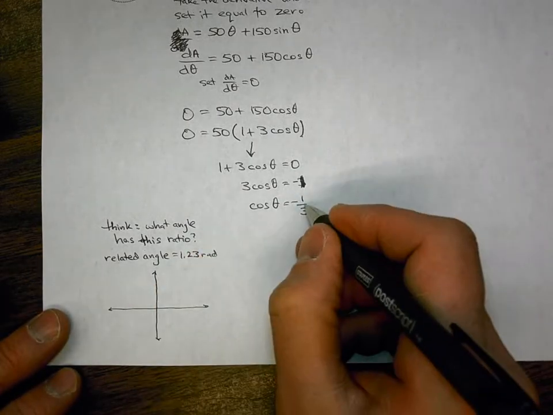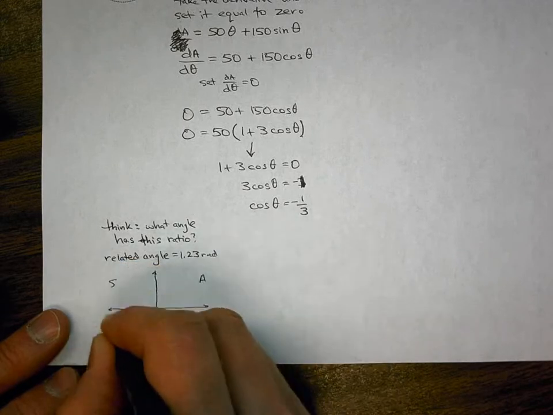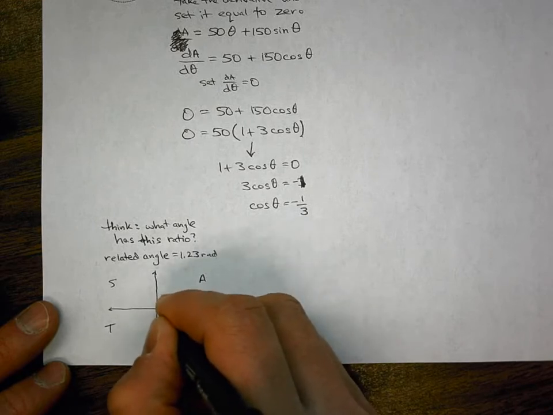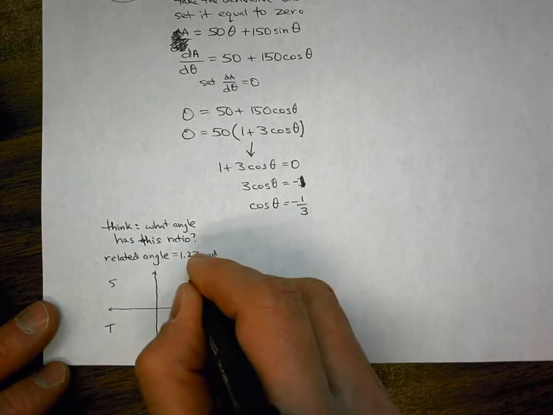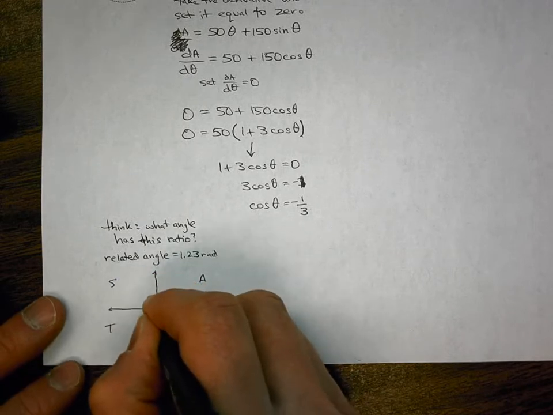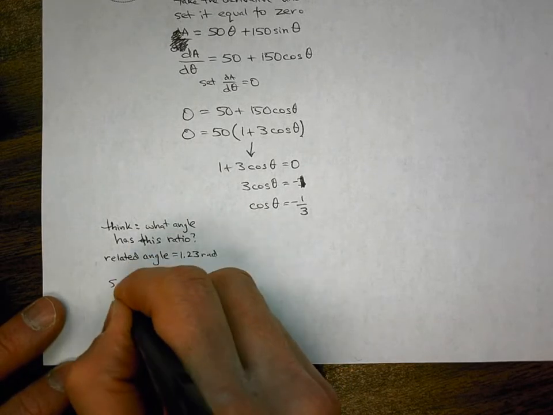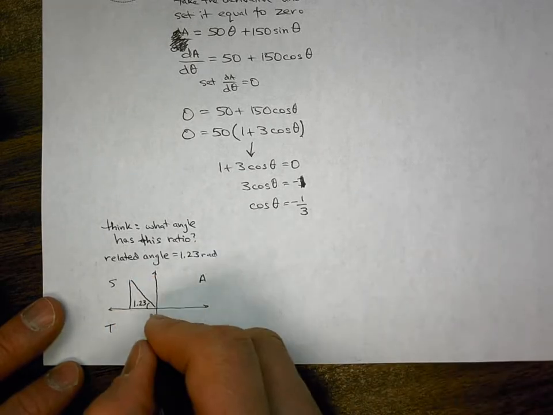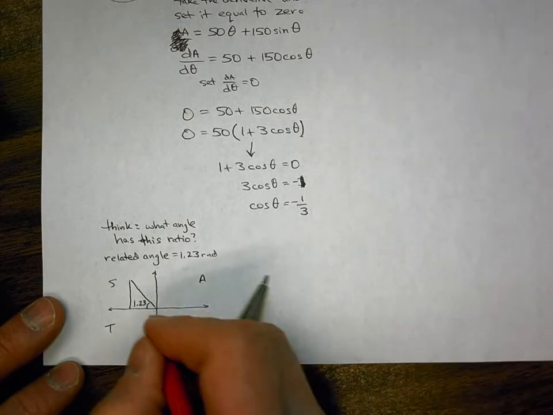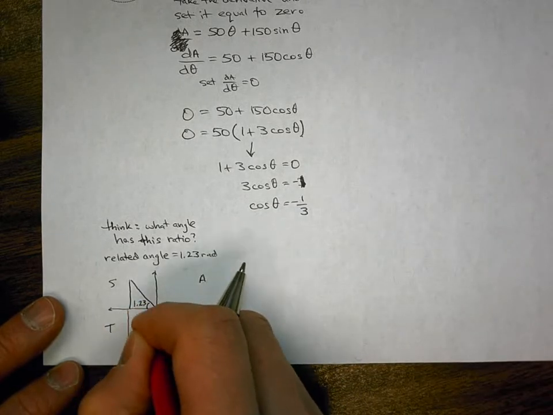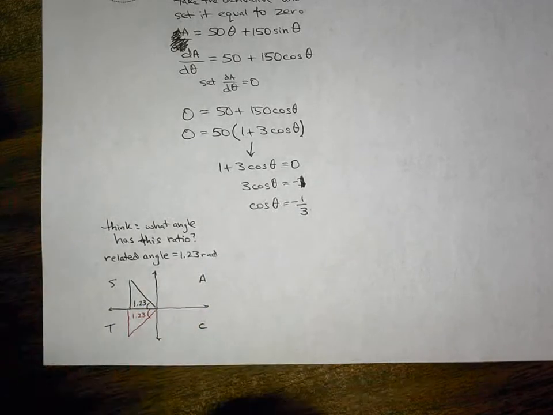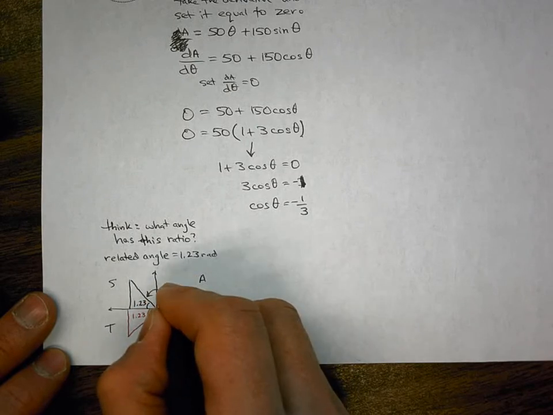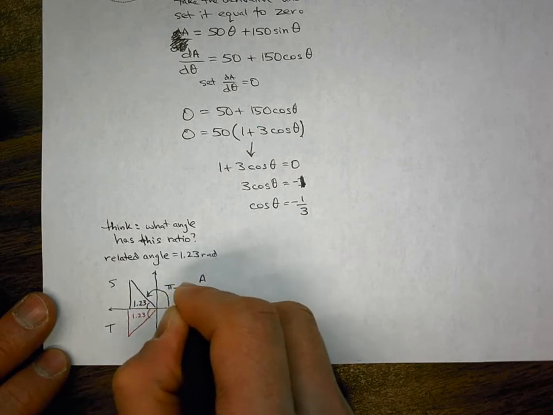But I need cos to be negative. C-A-S-T. So cos is negative not within this quadrant, but in this quadrant. So if I have a related angle of 1.23, that's somewhere up here. That's my first option. My second option, I'll draw it in red, is down here. My related angle is the same thing, 1.23. So the solution would be this one, which is pi minus 1.23.